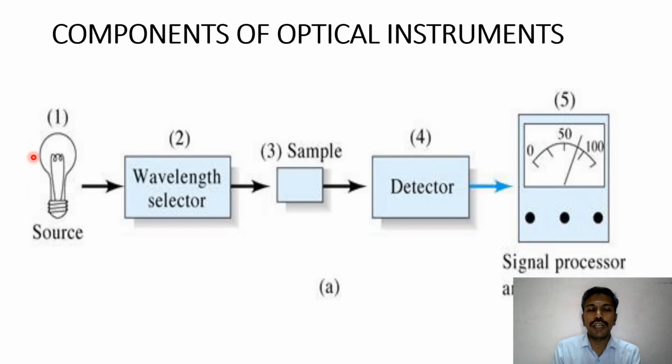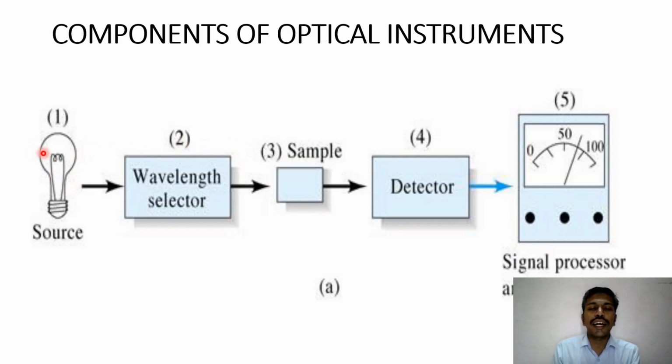Normally a spectroscopy is used to analyze any substance or sample, to see how the sample will react with the light. So that will be the role of spectroscopy. For that we need the light source. So the first and foremost component is the light source, which will give the light signal to the sample.